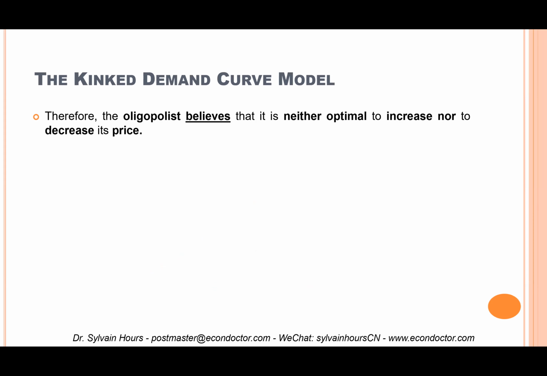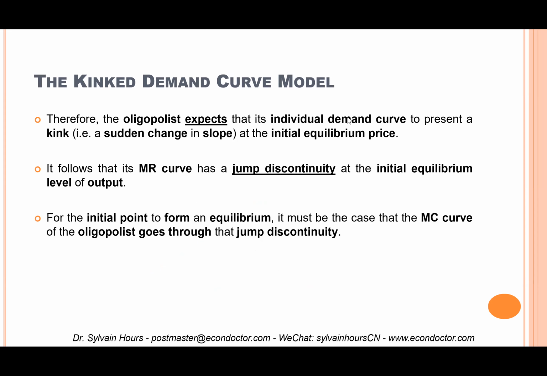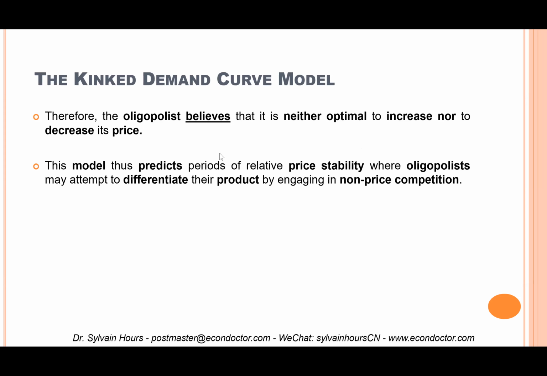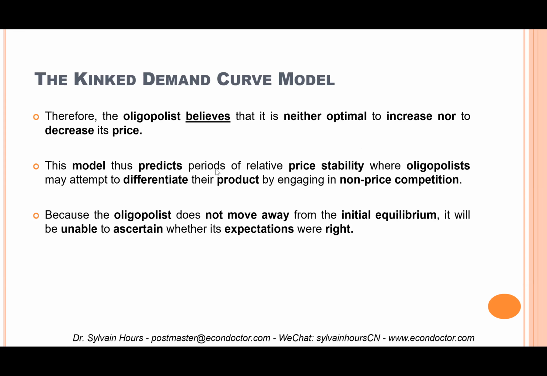Okay, the monopolist expects that there will be a change in slope. The consequence is that there will be a jump discontinuity of the marginal cost. That's what I explained. If we want the initial quantity and price to be in equilibrium, then MC must go through this jump discontinuity, but this is a bit more advanced. And as a result, and this is what I just explained with the diagram, the oligopolist believes that it is not optimal to increase the price and it is not optimal to decrease the price. So they will choose not to change anything. We will observe price stability, even if firms are not engaged in any form of collusion.